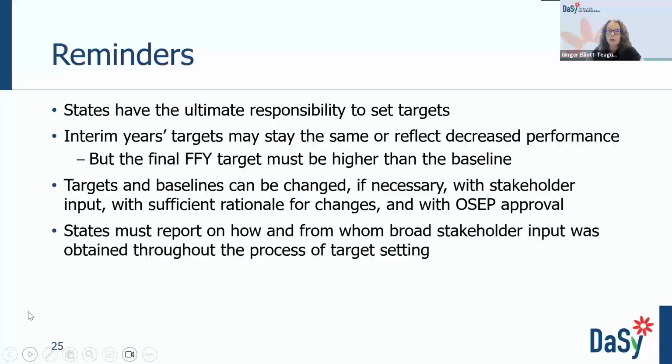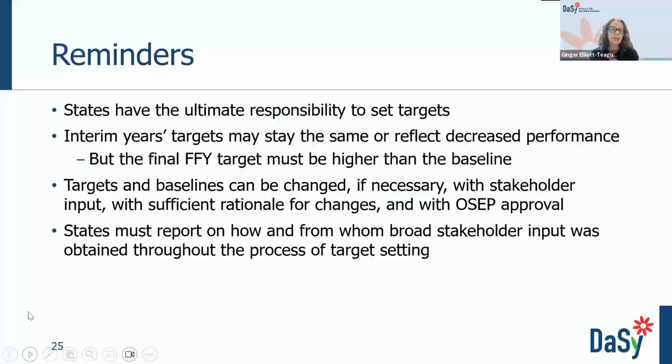Interim years targets, between the first year of the cycle and the last year of the cycle, can stay the same. They can reflect decreased performance. Maybe you've had a decline over the past few years and you're working up to a higher level of performance. So those can vary in the interim years, but your final FFY target does have to be higher than the baseline that's reported in the APR.